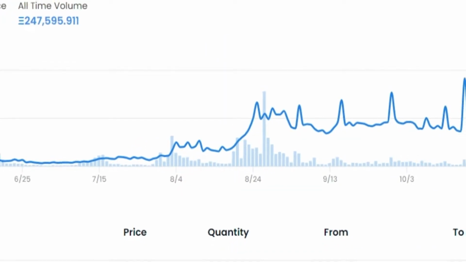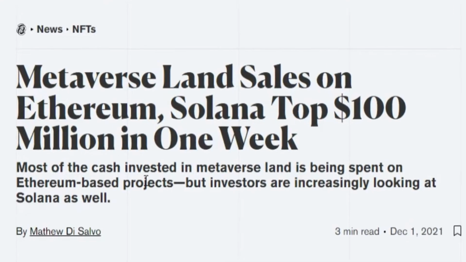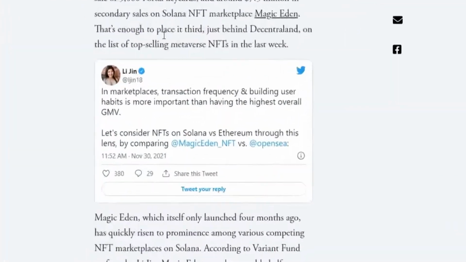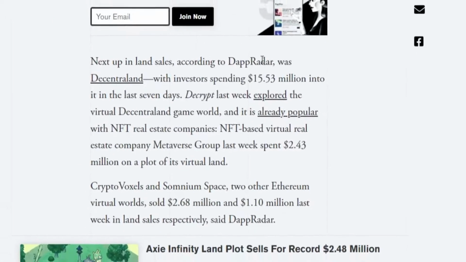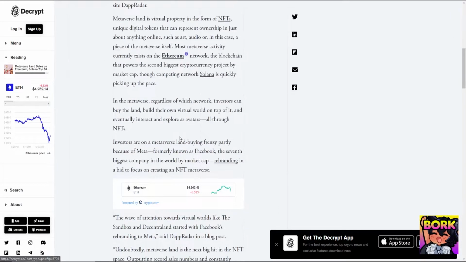And then you jump into other things where obviously there are metaverse plays that are really hot right now. And one thing is Solana did 100 million in one week. This was obviously based off of some tweets by someone like Lee Jin, who was comparing Magic Eden to OpenSea, and just comparing volume. It's not like there was a 100 million sale. That was the amount of money spent in a week based off of the volume that was considered, right?